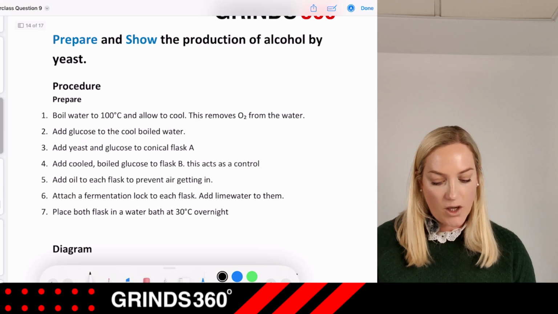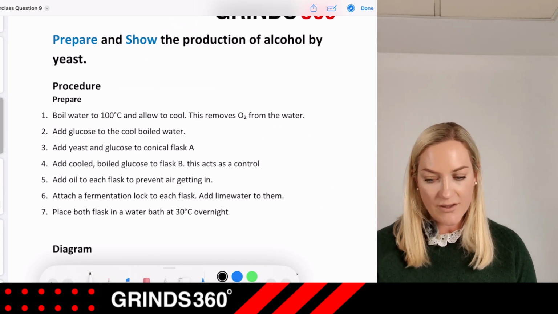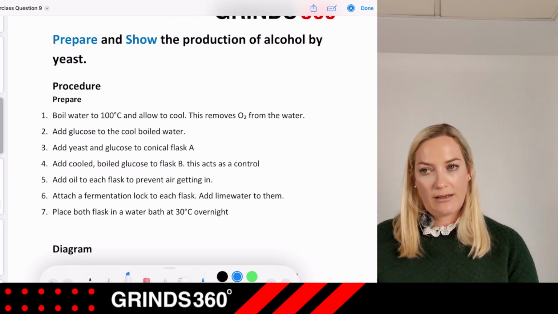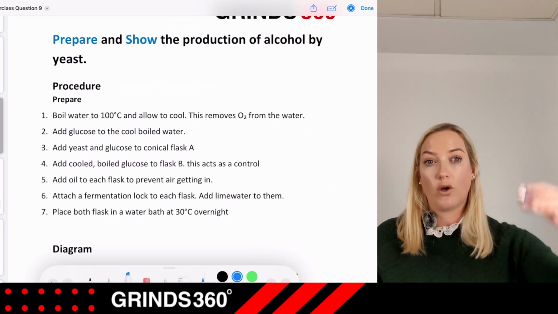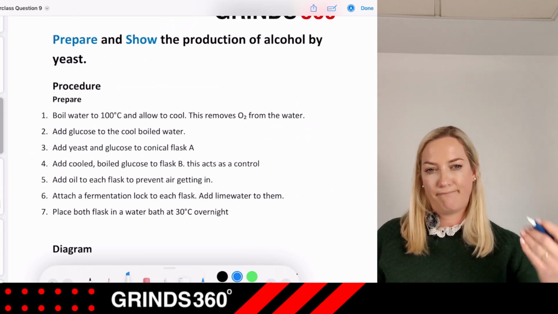Okay, now let's look at show and prepare the production of alcohol by yeast. So this was in 2023. The chances of it coming up in 2023, before some other enzyme experiments that have not been asked for a while, is a bit slim.